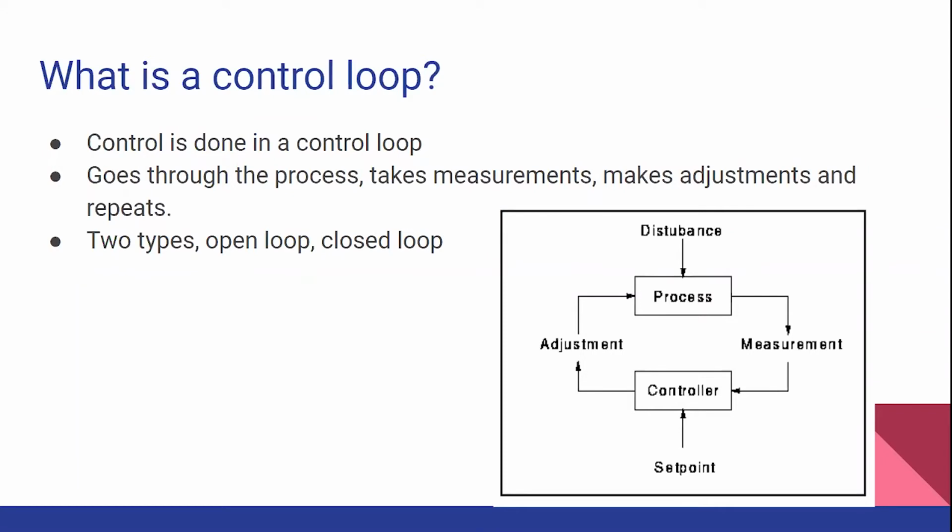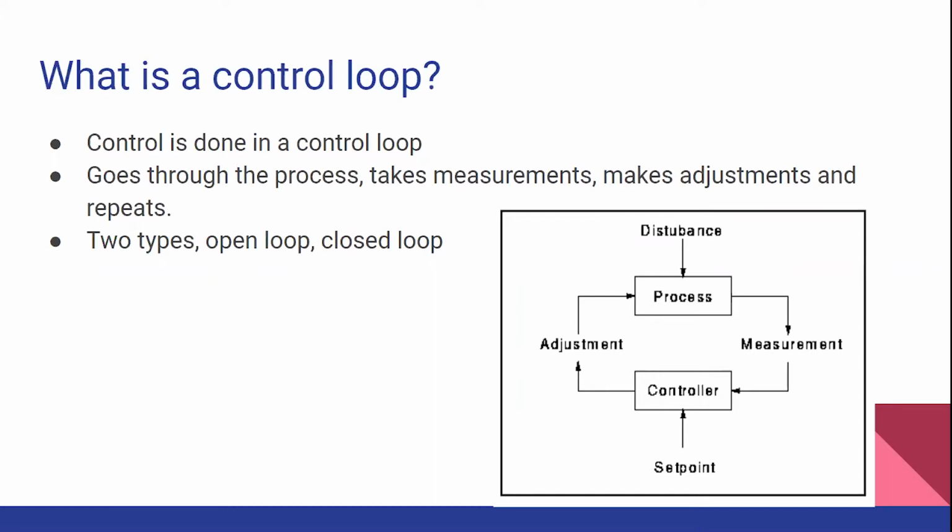So control loops, as you can see in this diagram, really have four major parts. It has the disturbance, measurements, set point, and adjustment. So first, there's some sort of disturbance, and then you take measurements of the process variable. You take the measured process variable and compare it with the set point. The set point is your desired value.